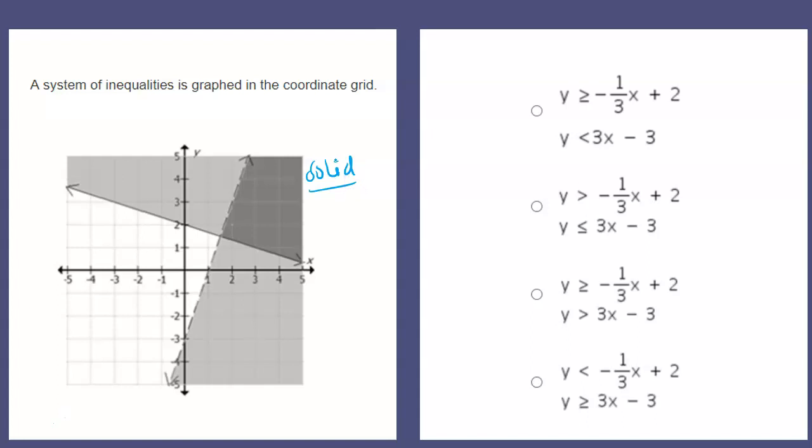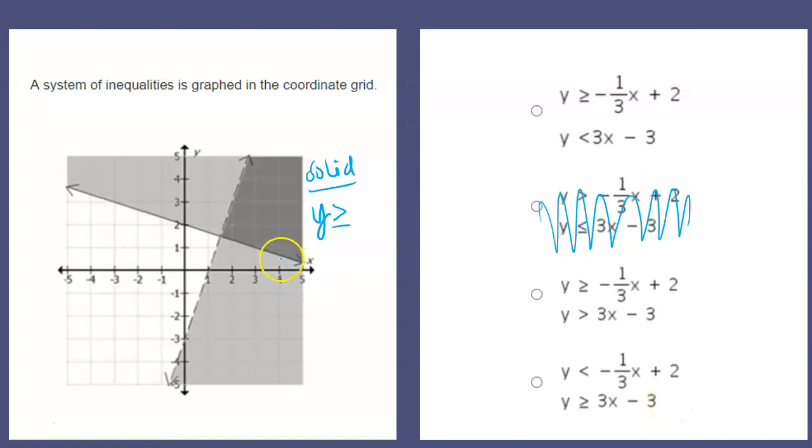If I look at my solid line, I know it's going to be y. And looking at this solid line, I can see that it's shaded above. So it's greater than or equal to. I could go through and see if that helps me at all. It does. I can get rid of this one because it says y is less than or equal to. And just that one.